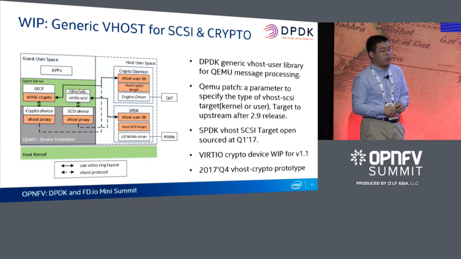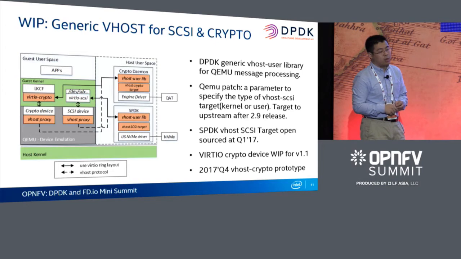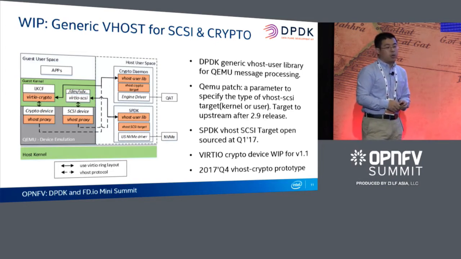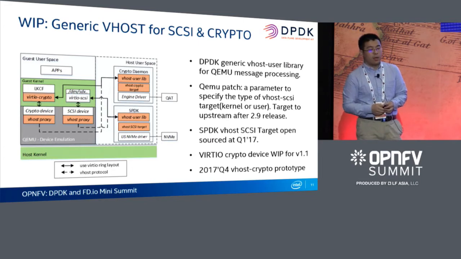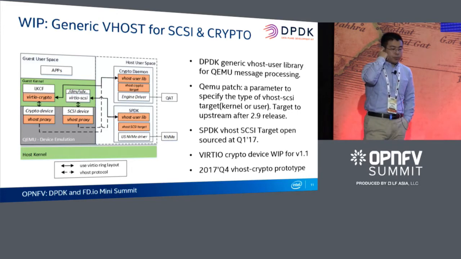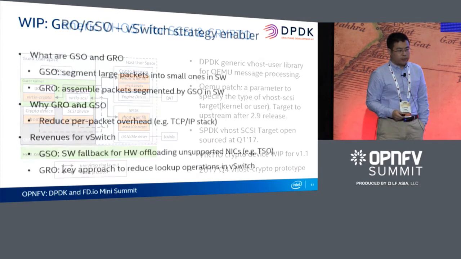For the SCSI side, the code is already sent out upstream and waiting for the merge in QEMU. On the SCSI target side, the code is already open sourced. For virtualization crypto, we are working on it, and it is in the 1.1 spec. The spec community is talking about those new devices, and on the DPDK side we are working on the prototype. Okay, that's the update for the generic vhost-user library.